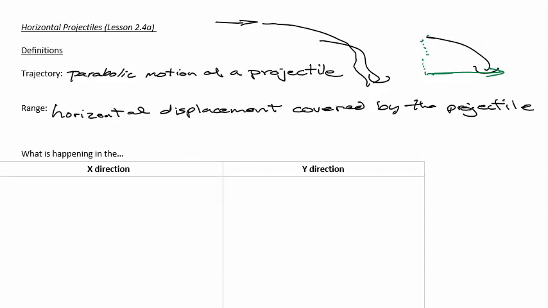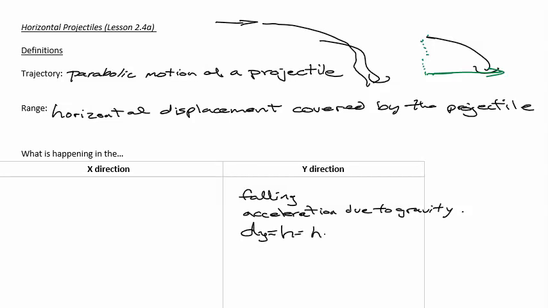There's a couple of things happening. We've got two different things happening in the x and the y direction. In the y direction, the up and down direction, we have things that are falling, which means we have an acceleration due to gravity. Now, the other thing that we can have here is that it's falling some height, and that height is the displacement in the y direction, which sometimes is just used as h, or a height that is representative of that.